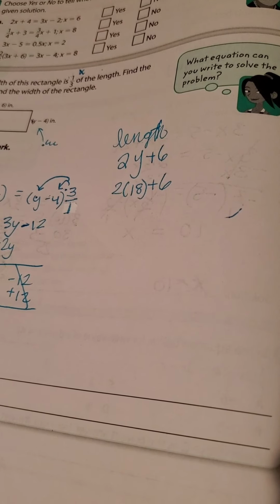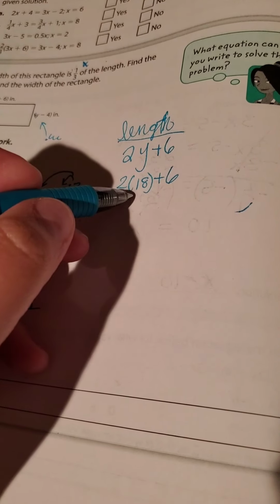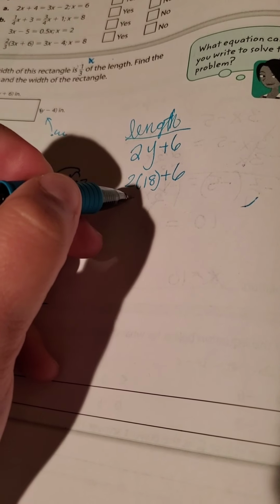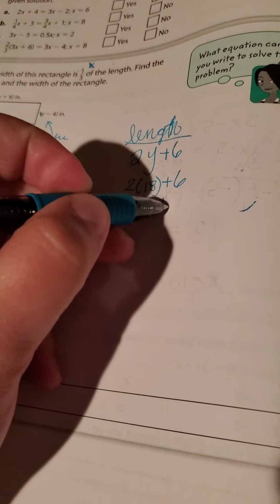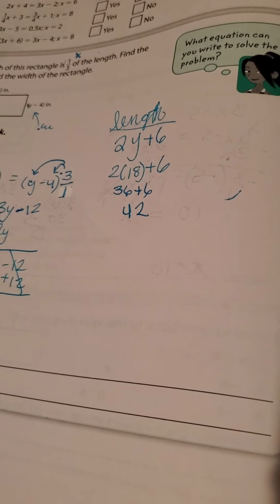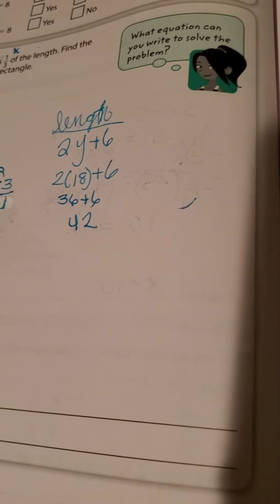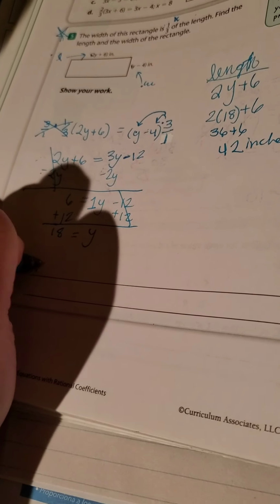Okay? 2 times 18 is 36. Plus 6 is 42. So the length of this rectangle is 42 inches. I'm going to write that down here in my solution. The length of this rectangle is 42 inches.